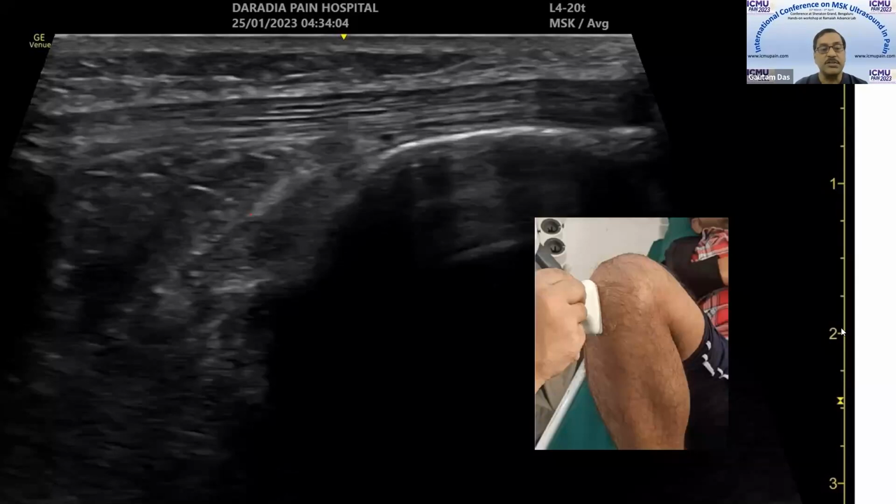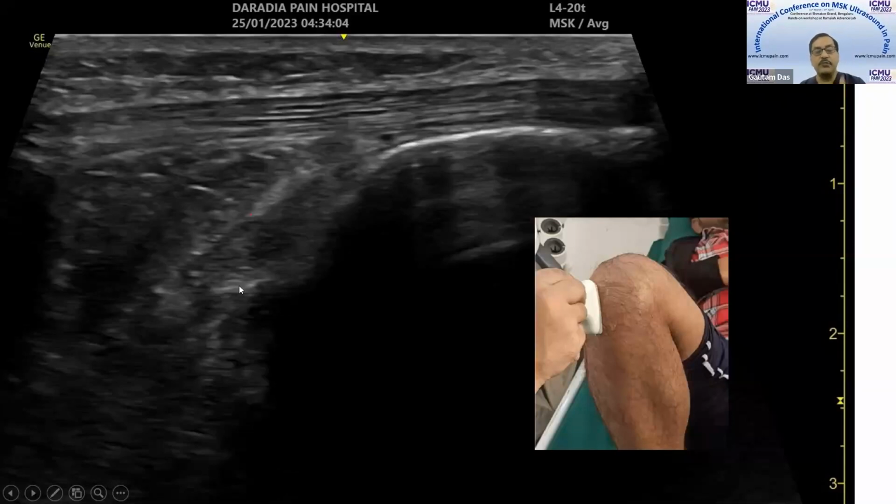So this is approximately 2 centimeters, and this hypoechoic structure with some small hyperechoic lines is your anterior cruciate ligament. It is a very bulky ligament. From here to here, the whole is your anterior cruciate ligament. So the anterior cruciate ligament lies below and posterior to the intertransverse ligament.